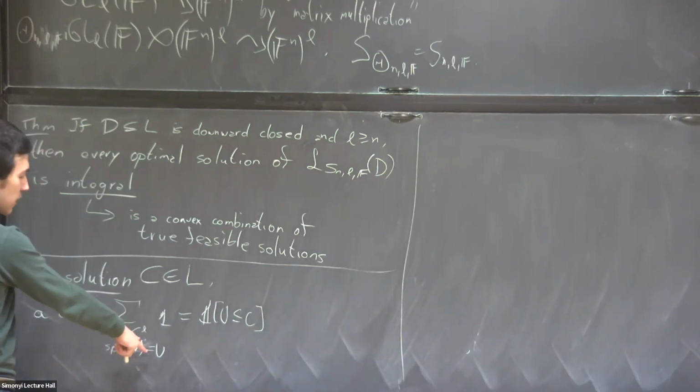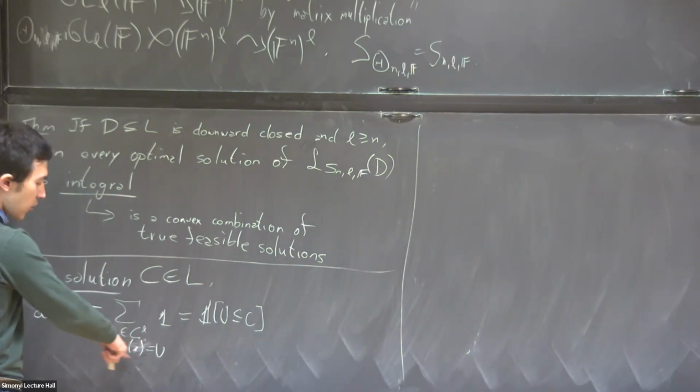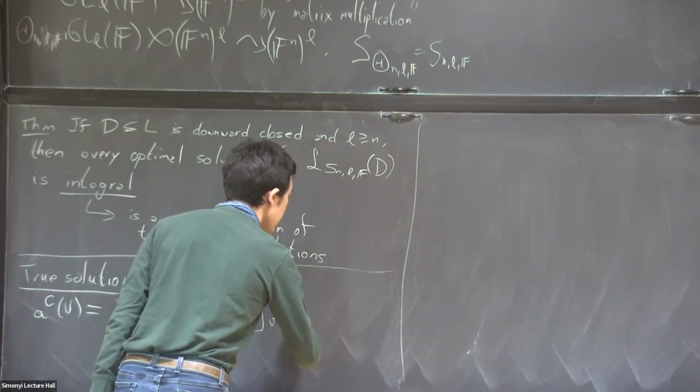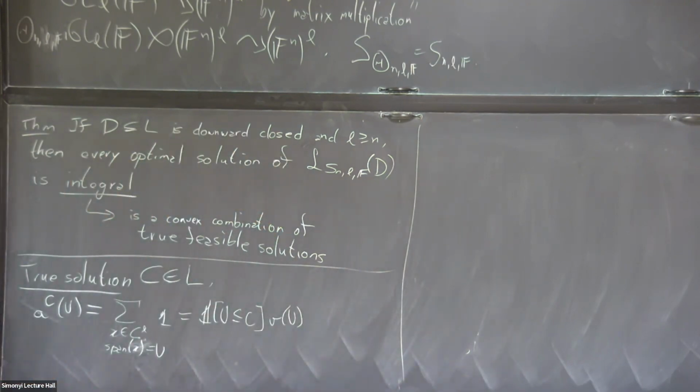And once U is contained in C, then it's easy, because you're just going to count how many code words span U, right? And we have something for this. This is exactly the valency of the scheme. That's the definition: how many tuples of code words have the span exactly U. So this is the formula for the true solution. What this theorem is saying is that if you give me any downward closed D, and you look at optimal solutions of these, then they're always convex combinations of these, okay?